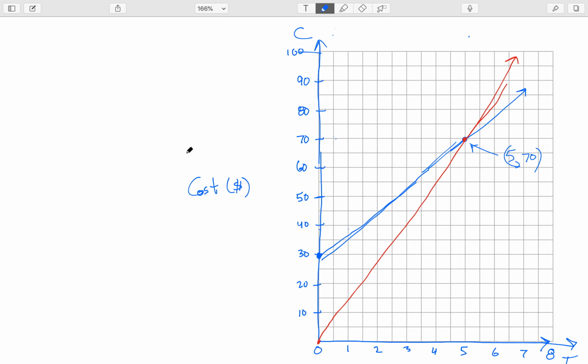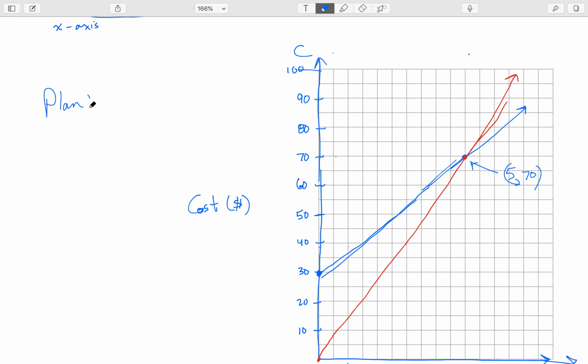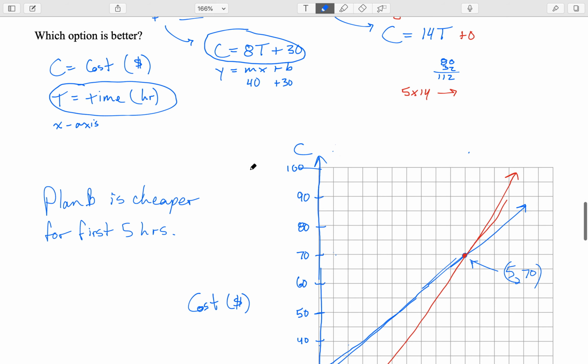So really, if you think about it, up to 5 hours, this one's always cheaper because it's below. If you only went for 1 hour, it would cost you $14, whereas with the other plan, it would cost you 30 and a little bit more. So this is the cheaper one until 5 hours. After 5 hours, plan B is cheaper for the first 5 hours. And that's what this says.